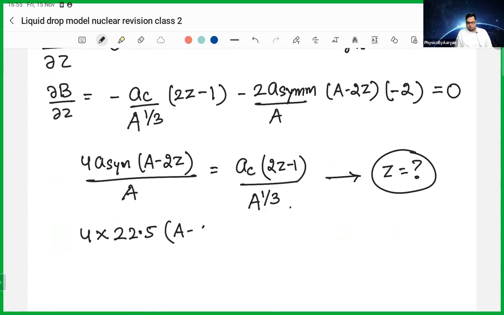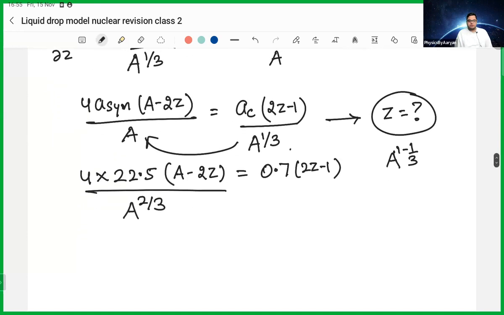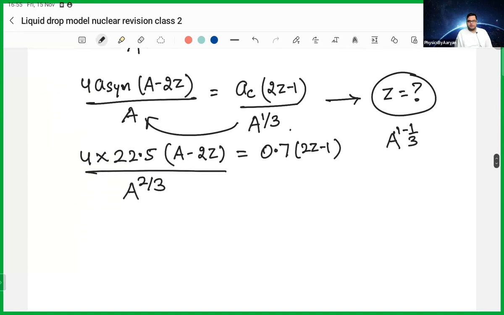A को बाद में देखते हैं. We will put A later on. And then A Coulomb is 0.7. And then just take A on one side. So क्या करेंगे is if I bring this A on the other side, A1 minus 1 by 3 will become A2 by 3. Okay, so that is also perfectly done.